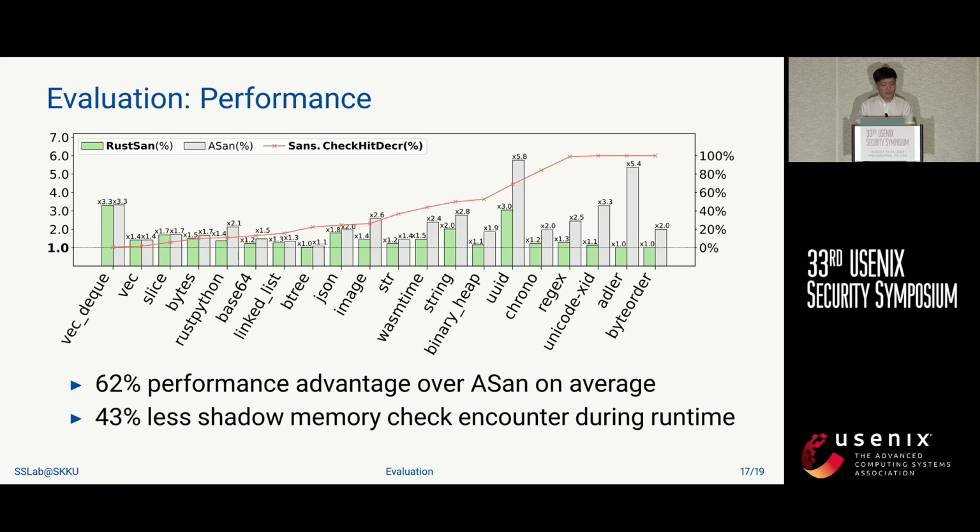Among our benchmark targets, RustSan shows dramatic improvement in cases such as UUID or Adler, and little to no improvement in the case of VecDeque. In the figure, the red line represents the measured decrease of runtime shadow check encounters compared to ASan. The performance increase and the red line are very highly correlated, showing the validity of RustSan's design.